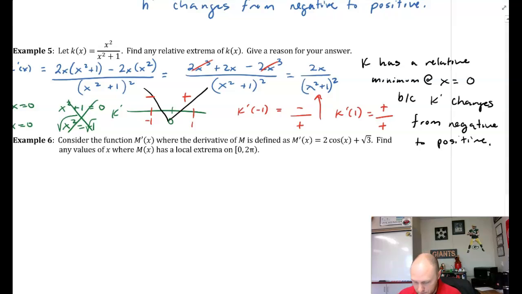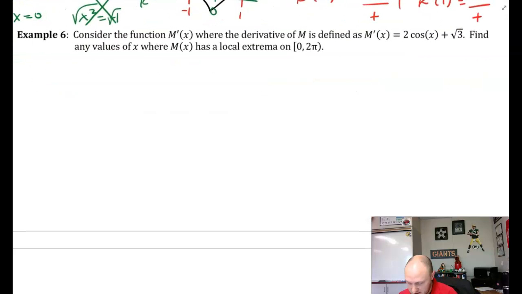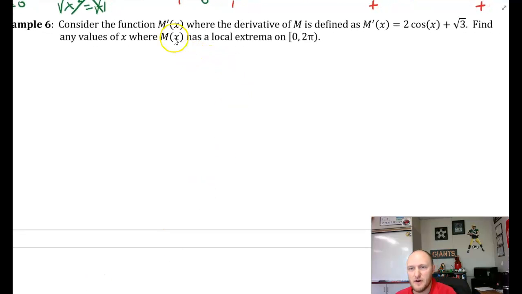Okay, awesome. Let's go ahead and look at example number 6. In example number 6, we have a trig function. Ooh, yeah. Got to remember that unit circle, or at least your left-hand trick. So here we go. Consider the function m of x, where the derivative of m is defined as m prime of x equals 2 cosine x plus root 3. Awesome. They give us m prime. That's one less step. Find any values of x where m of x has a local extrema.